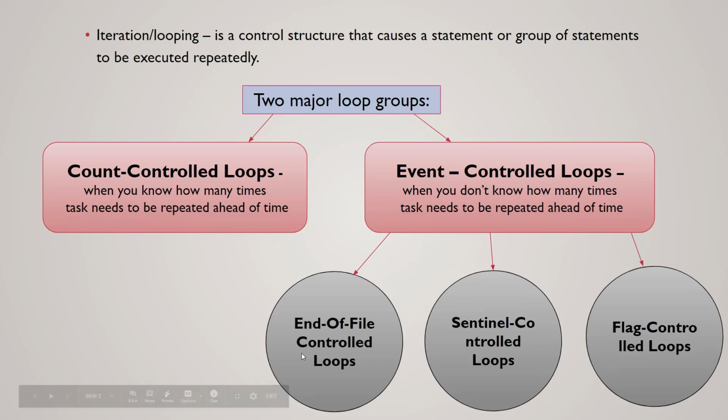So, example number one of that is an end of file controlled loop. When we're reading a file, we don't really know how many lines there are. We just have to keep reading until we get to the end. And then that's when we know how many lines there were in the file. So really, we just keep reading until we stop getting data. Once we stop getting data, that's our event that says, okay, we're done looping, exit out of the loop.